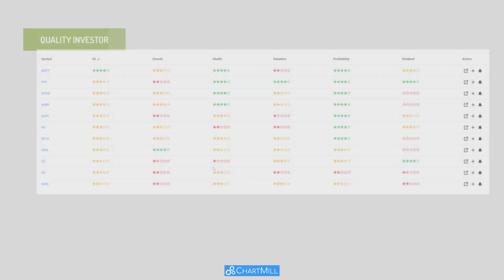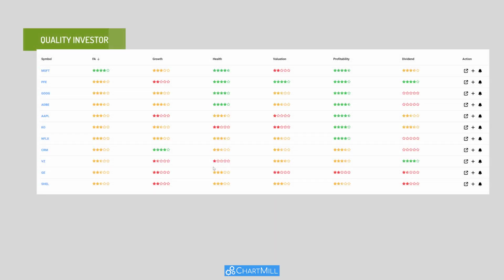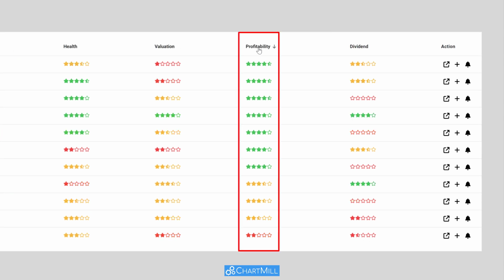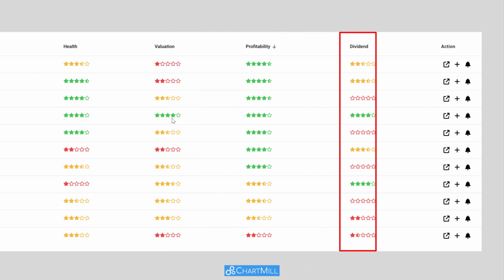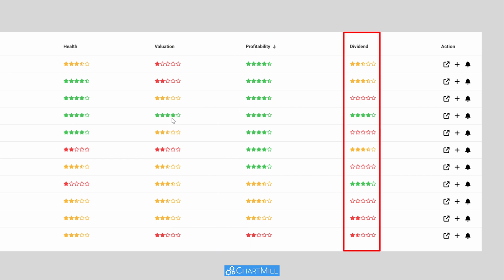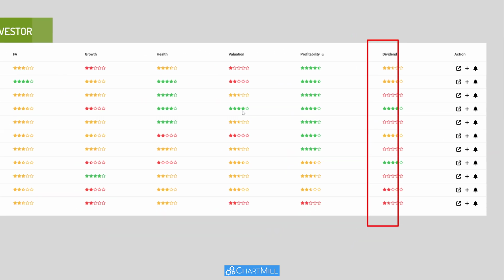A quality investor will pay particular attention to the profitability component. This investor is willing to pay a premium for really good quality stocks. However, the valuation component will still be considered to avoid extremely expensive stocks. And whether the company pays a dividend is less important. After all, if the yield is high, it is much more lucrative for the profits to be reinvested in the company itself.